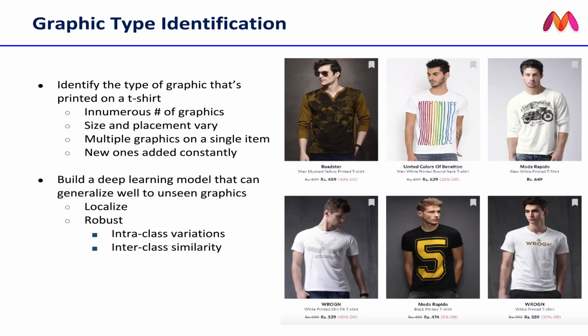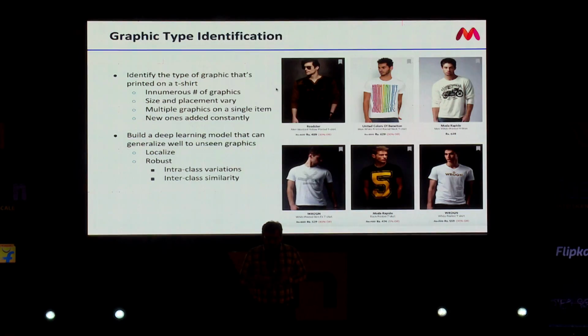The next item is graphic type identification. Many printed t-shirts sell well or don't sell well because of the graphic printed on the item. This is a hard problem to crack, because there can be a numerous number of possible graphics. Whenever there's a new movie, there will probably be new editions. So the number of graphics is innumerable, and the size and placement of the graphics also vary.